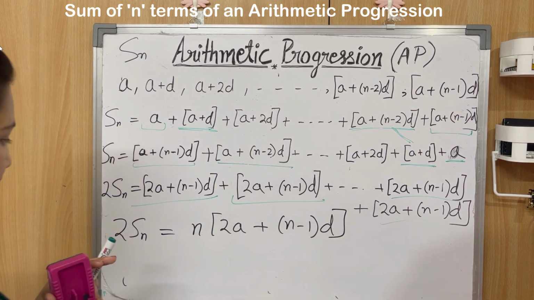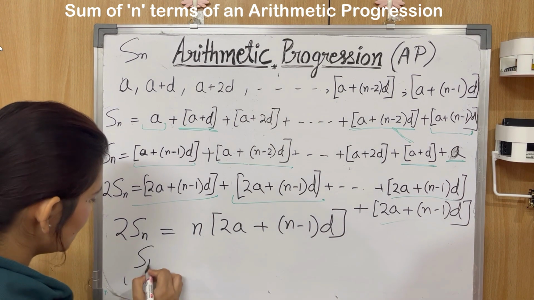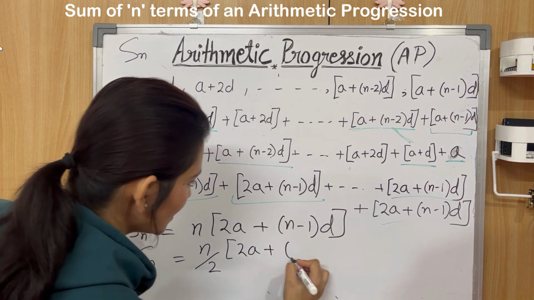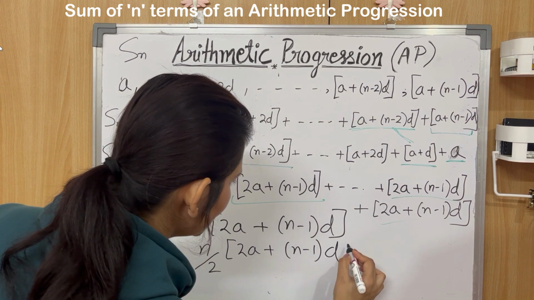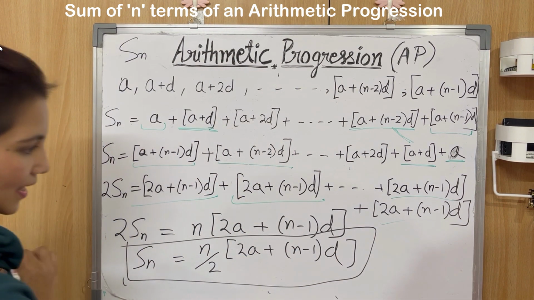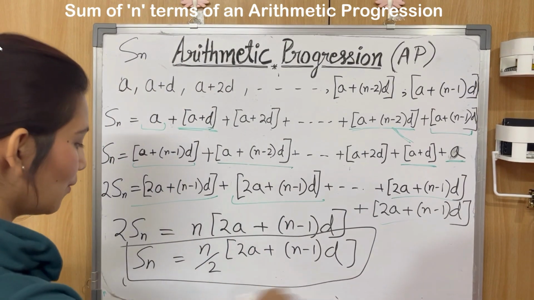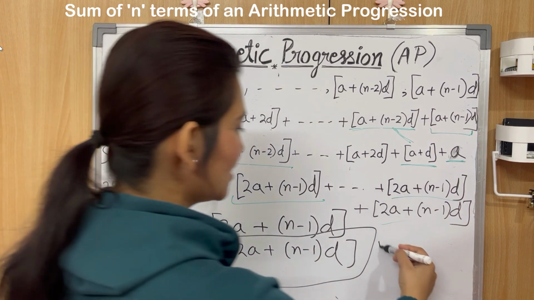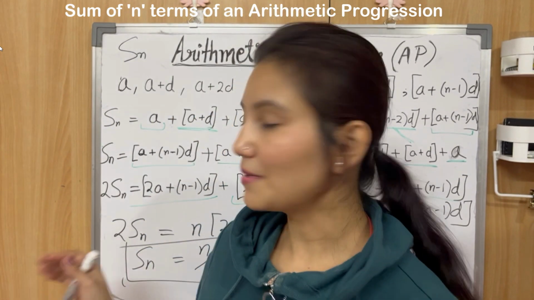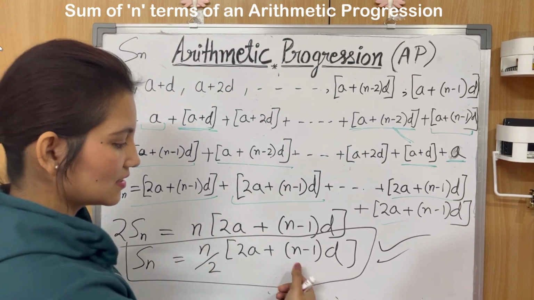Okay, now this 2 will go here. Sn is equal to n upon 2 into 2a plus n minus 1 into d, right? So this is the formula for the sum of n terms of an AP. N upon 2 into 2a plus n minus 1 d. This is the only thing that you need to remember. If you get the derivation, you get it. If you don't get it, no worries. Just remember this formula that I have written at the end of this derivation. This is the important thing.